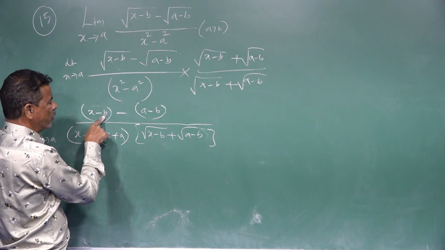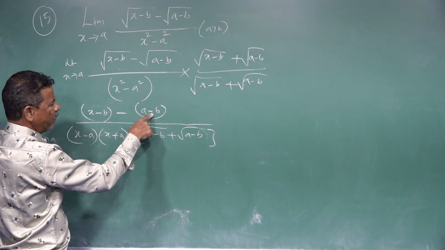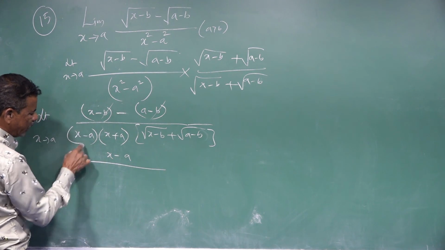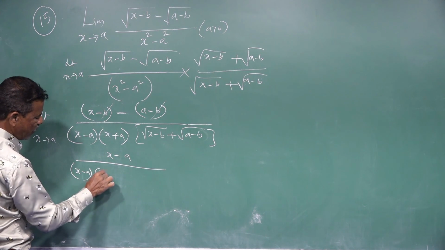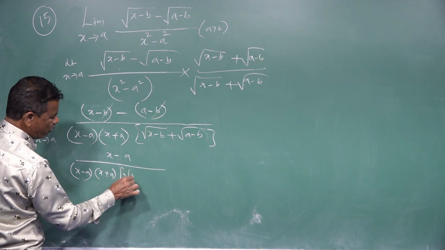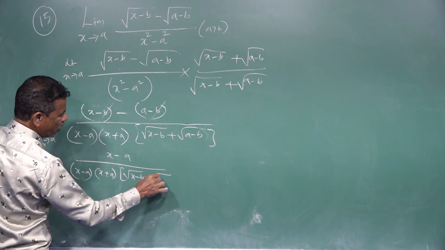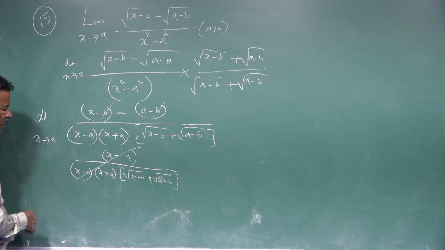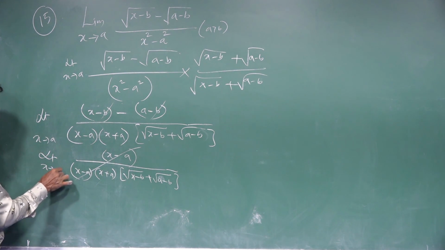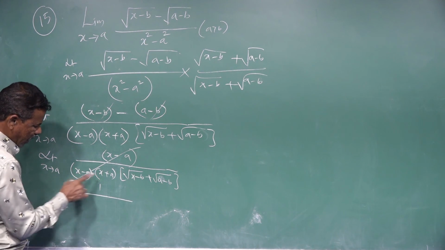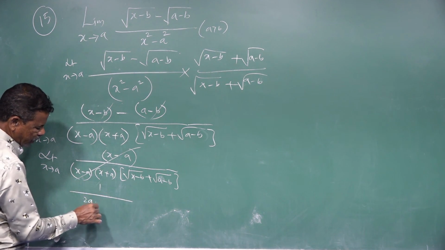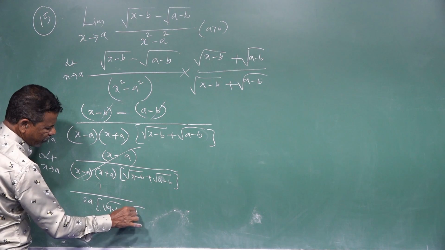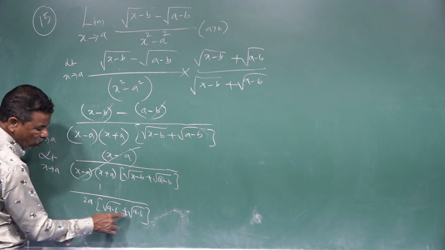So here minus b minus a minus b plus b, this cancelled, remaining x minus a only, by x minus a, x plus a. This is as it is, root of x minus b plus root of a minus b. This x minus a gets cancelled, limit x tends to a as it is. So 1 by, applying a here, a plus a is 2a, here this is root of a minus b, here also root of a minus b. So a minus b terms, 2.